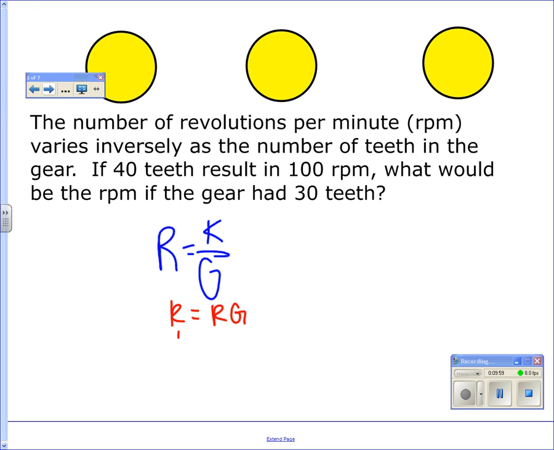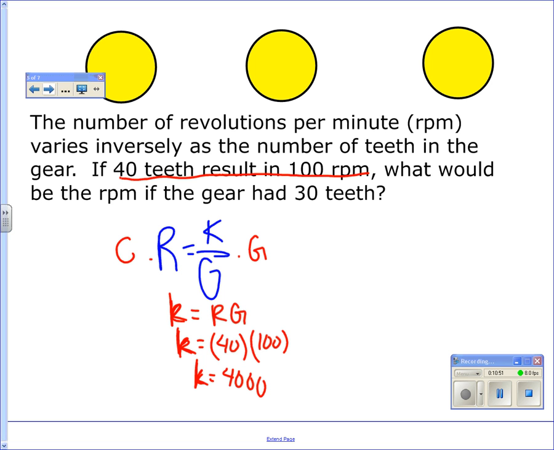Right? And what are our r and our g? That's fine. You can put it here and then solve for k. Anybody have any questions about how to get the k? Plugged in 40 teeth results in 100 RPMs. That's a k. And that's a k. She just multiplied both sides by two. But you can plug in right here and then solve for your k. It doesn't matter to me. Any questions on the k part?